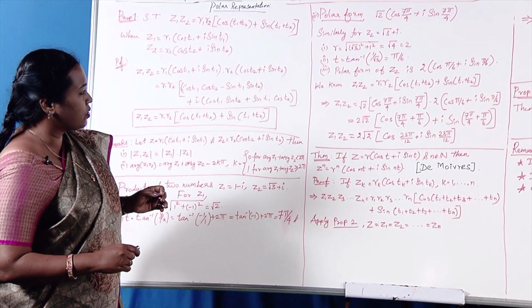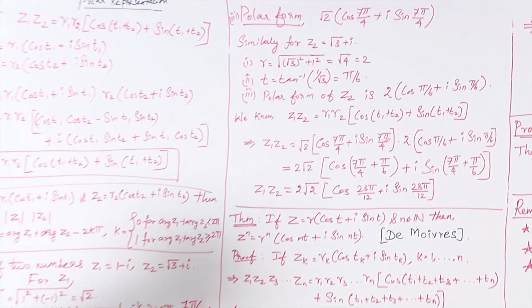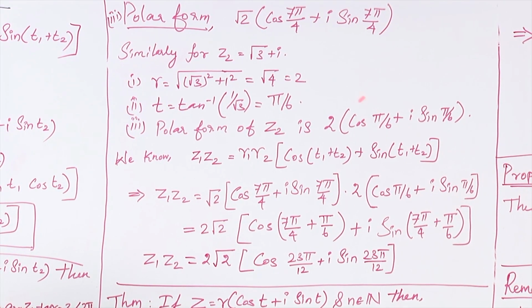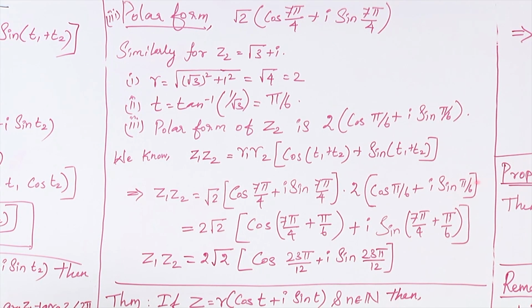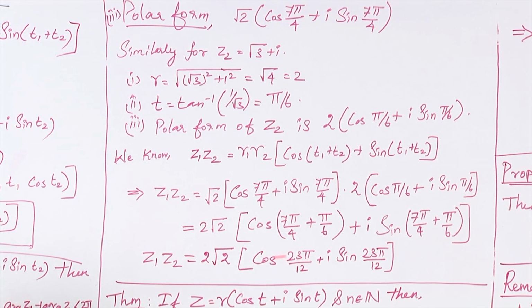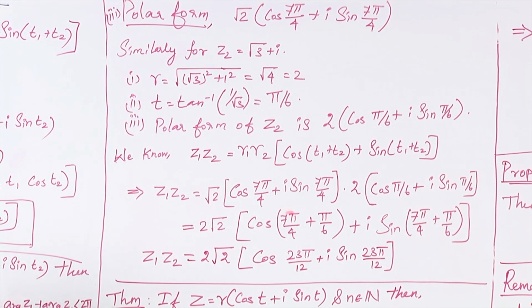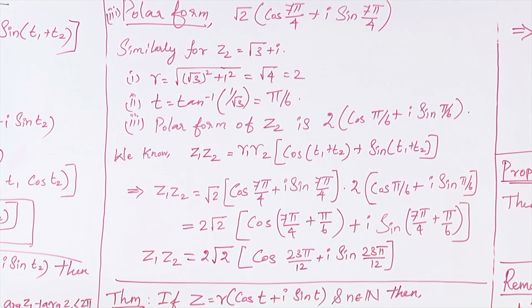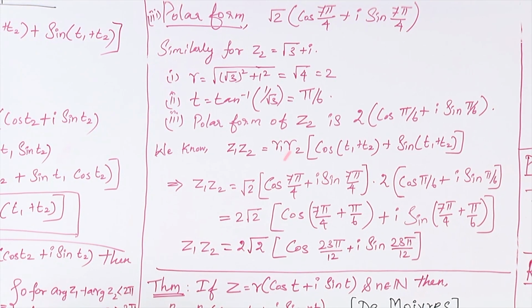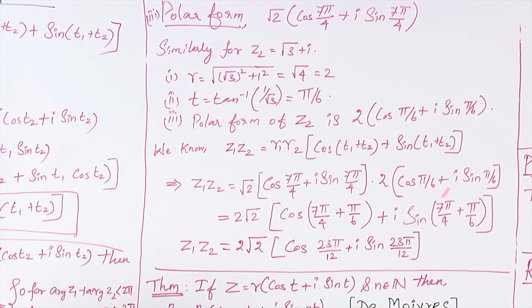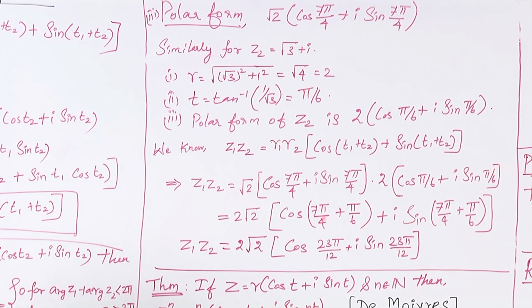So, this is the polar form for the first term and this is the polar form for the second term. Just write them together: root 2 into (cos 7 pi by 4 plus i sin 7 pi by 4) into 2 (cos pi by 6 plus i sin pi by 6). I am doing a product of all the polar radii together, so 2 into root 2, and then cos 7 pi by 4. As you can see here, we are adding the terms together. T1 plus T2, so 7 pi by 4 from here and then pi by 6 from the second complex number. We are adding those arguments together, 7 pi by 4 plus pi by 6, plus i sin of 7 pi by 4 plus pi by 6.